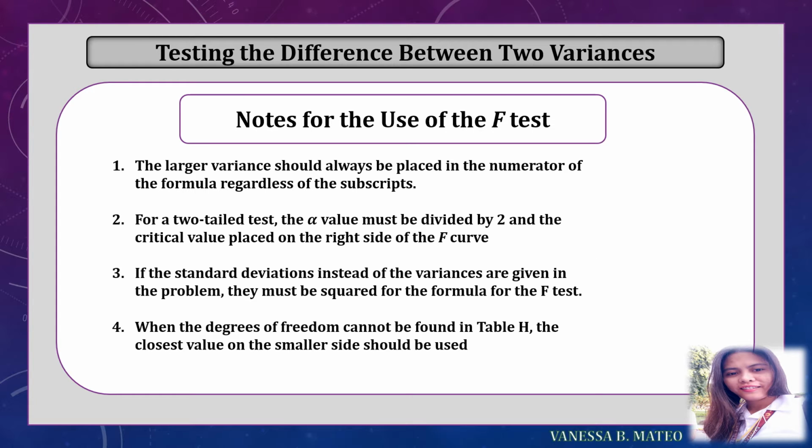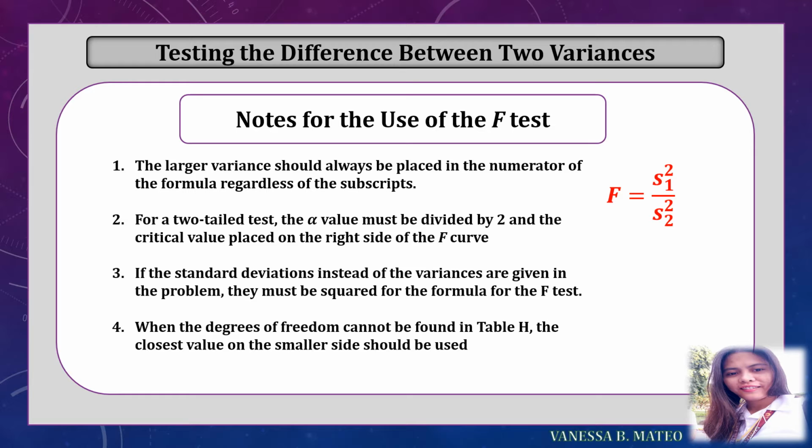These are the four things that we have to take note of when we are using the F-test. First is that the larger variance should always be placed in the numerator of the formula regardless of the subscripts. The second is that for a two-tailed test, the alpha value must be divided by 2 and the critical value placed on the right side of the F curve. The third one is that if the standard deviations instead of the variances are given in the problem, they must be squared for the formula for the F-test.